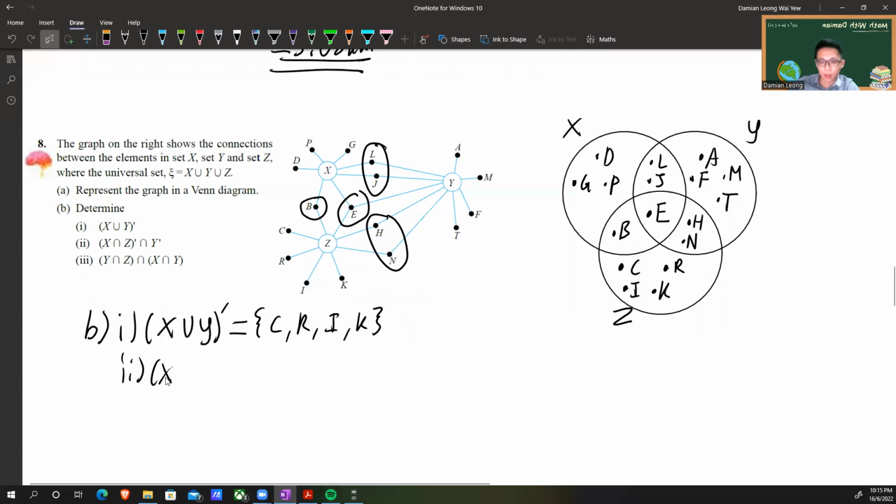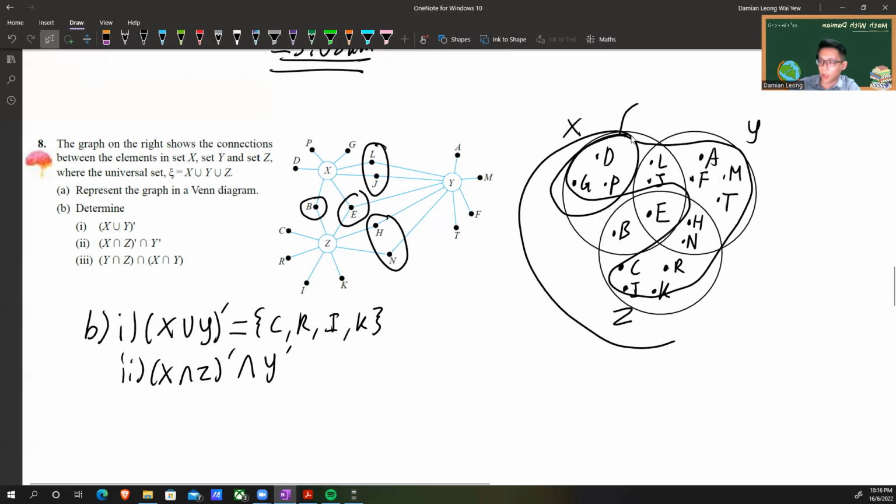B2: X intersect Z complement, intersect Y complement. So always look at the bracket first. X intersect Z is here, complement is everything else, all this. Out of all this, they want intersect Y complement, which means outside of Y. So out of this part, which ones are outside of Y? It will be this and this part, which means D, G, P, C, R, I, K.